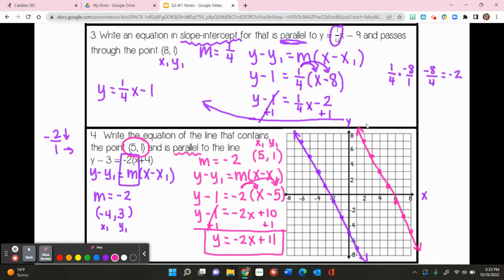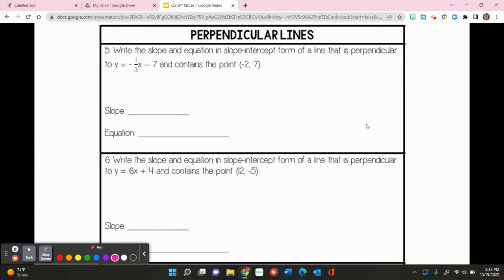Let's go ahead and find the equations of perpendicular lines now. Number 5 says write the slope and equation in slope-intercept form of a line that is perpendicular to y equals negative 1/3 x minus 7 and contains the point (-2, 7). To begin, I want to look at the slope that I currently have. My slope is negative 1/3. But remember, I want to find the slope that is perpendicular to this, because my line has to be perpendicular to my original equation.